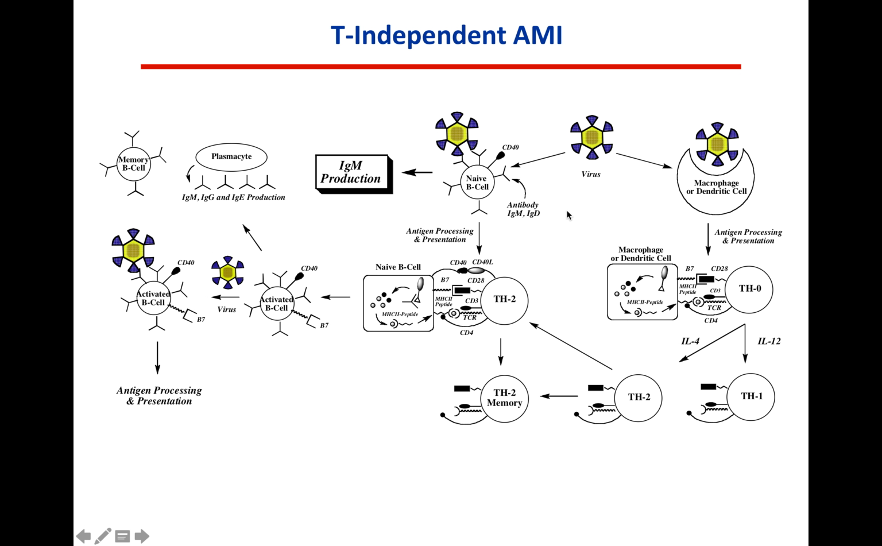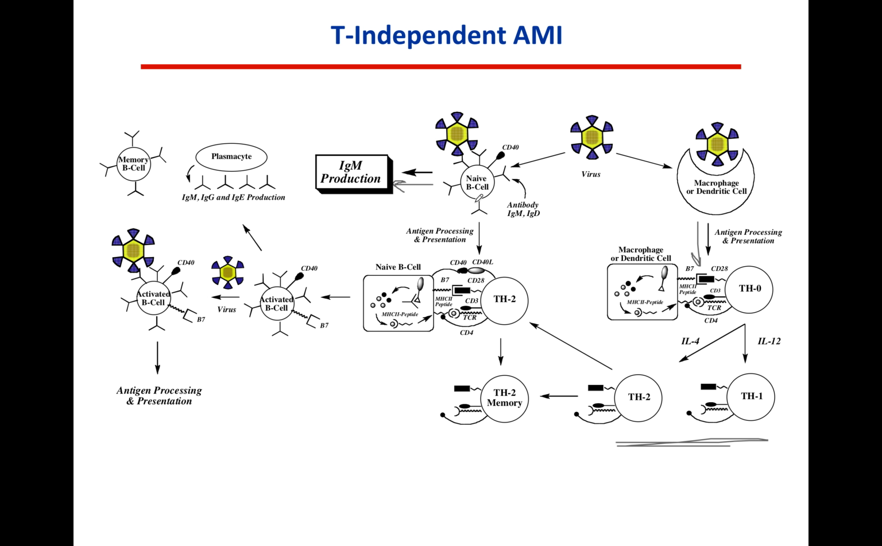So how does this all fit together? As you can see here, you have virus. It can be taken up by a macrophage or dendritic cell. As a consequence, you'll get a T cell activation here. The virus can also interact with a B cell, and for a brief period of time generate IgM production from that B cell.